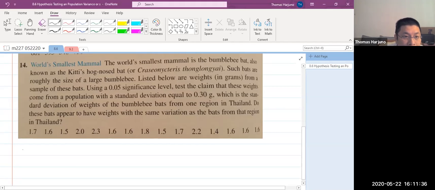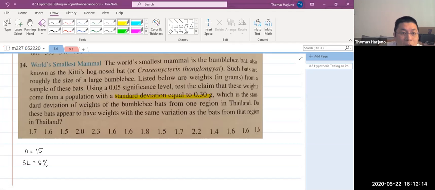Okay, so let's see what is our sample size here? N equals 1, 2, 3, 4, 5, 6, 7, 8, 9, 10, 1, 2, 3, 4, 5, N equals 15. Okay, using 5% significance level, test the claim that these weights come from a population with standard deviation equal to 0.3. So that will be the claim later on.